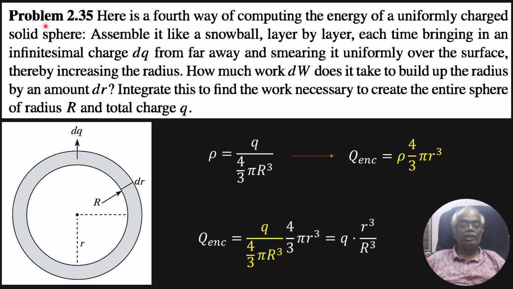Today, we are going to solve problem 2.35 of Griffiths, Introduction to Electrodynamics, fourth edition. The problem is: here is a fourth way of computing the energy of a uniformly charged solid sphere. Assemble it like a snowball, layer by layer, each time bringing in an infinitesimal charge dq from far away, and smearing it uniformly over the surface, thereby increasing the radius.